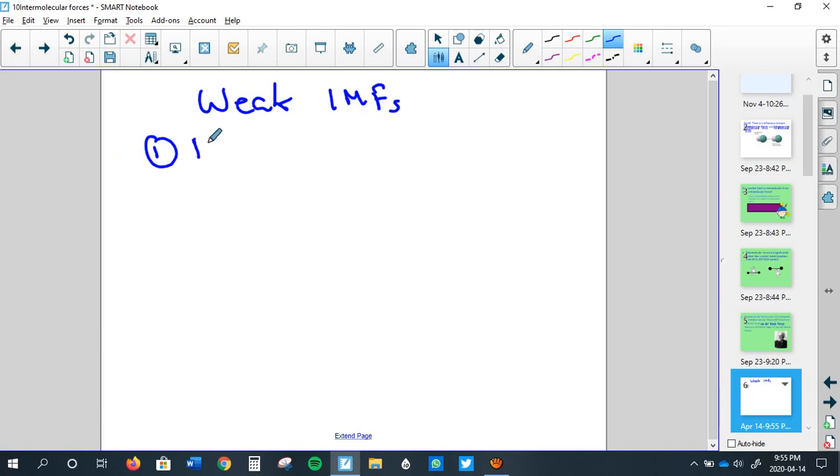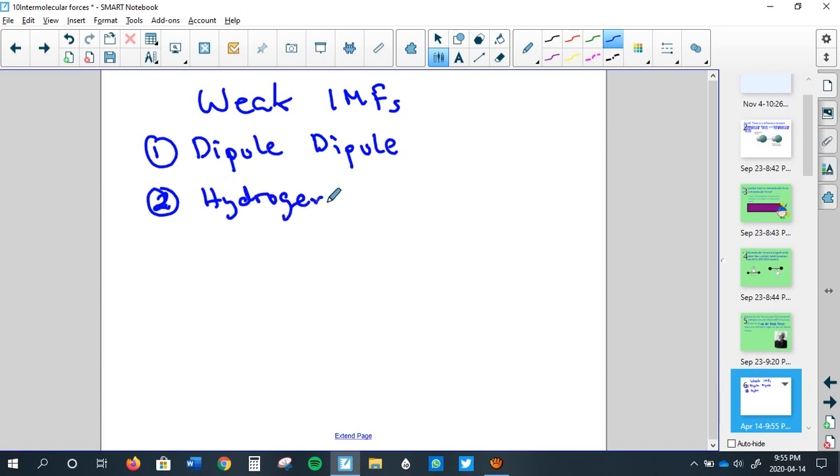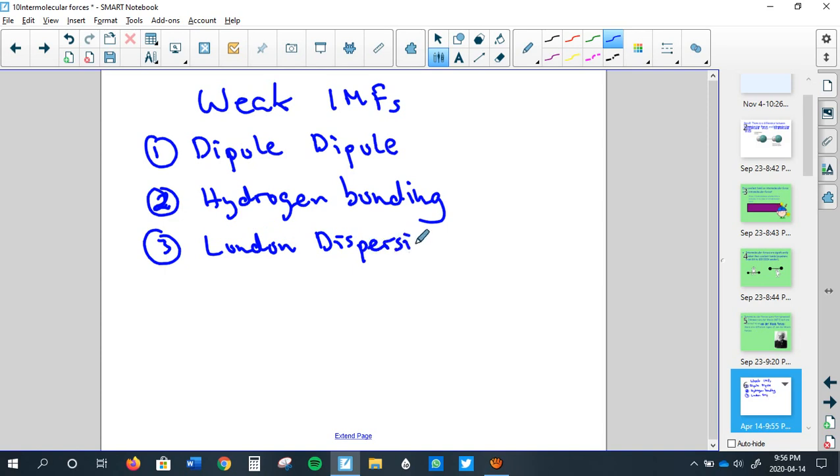First, as you just saw, is your dipole intermolecular force, weak intermolecular force, right? Then there is hydrogen bonding, which is strange that it's called bonding because it's not actually a bond. It still is an intermolecular force, but it's called hydrogen bonding. Third one, the weakest one, is your London dispersion forces. Okay, so those are your three weak intermolecular forces, or your van der Waal forces.